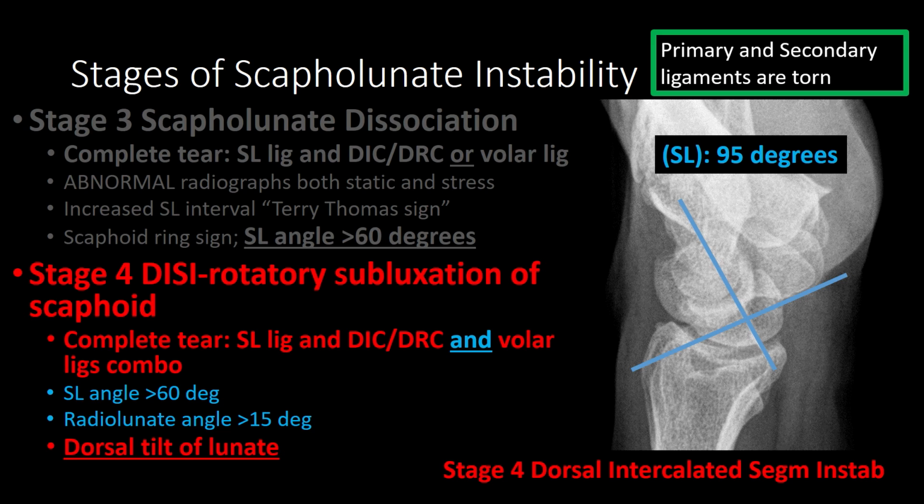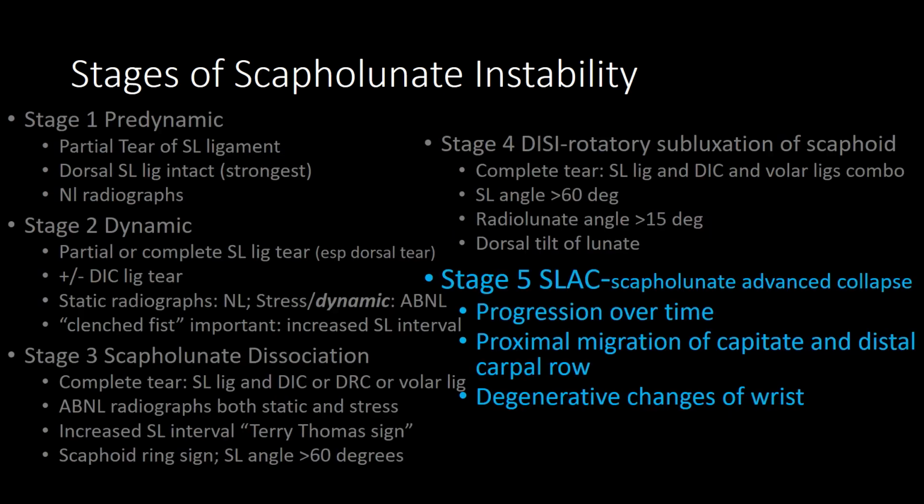We will also have an enlarged or increased scapholunate angle. You can see how flexed palmarly that scaphoid is. And now we have dorsal tilt of the lunate in stage 4. And this is that DISI, or that rotatory subluxation of the scaphoid. So I hope that explains that spectrum.